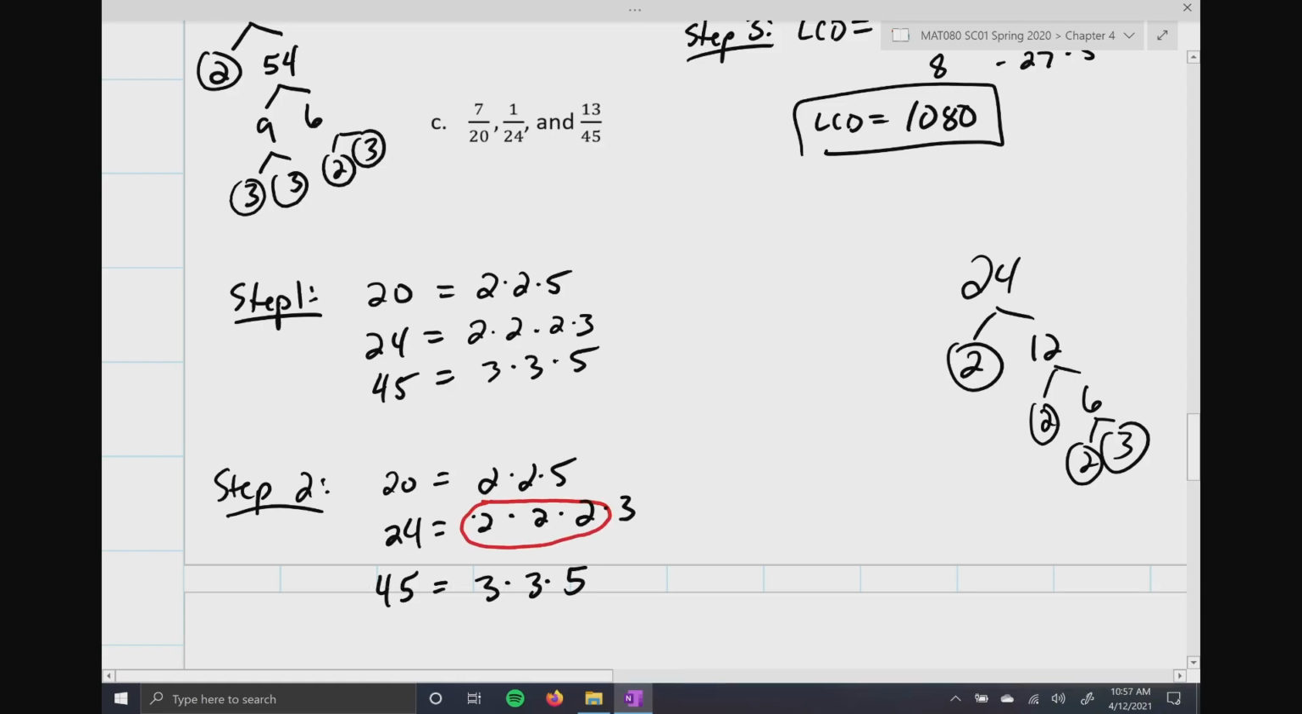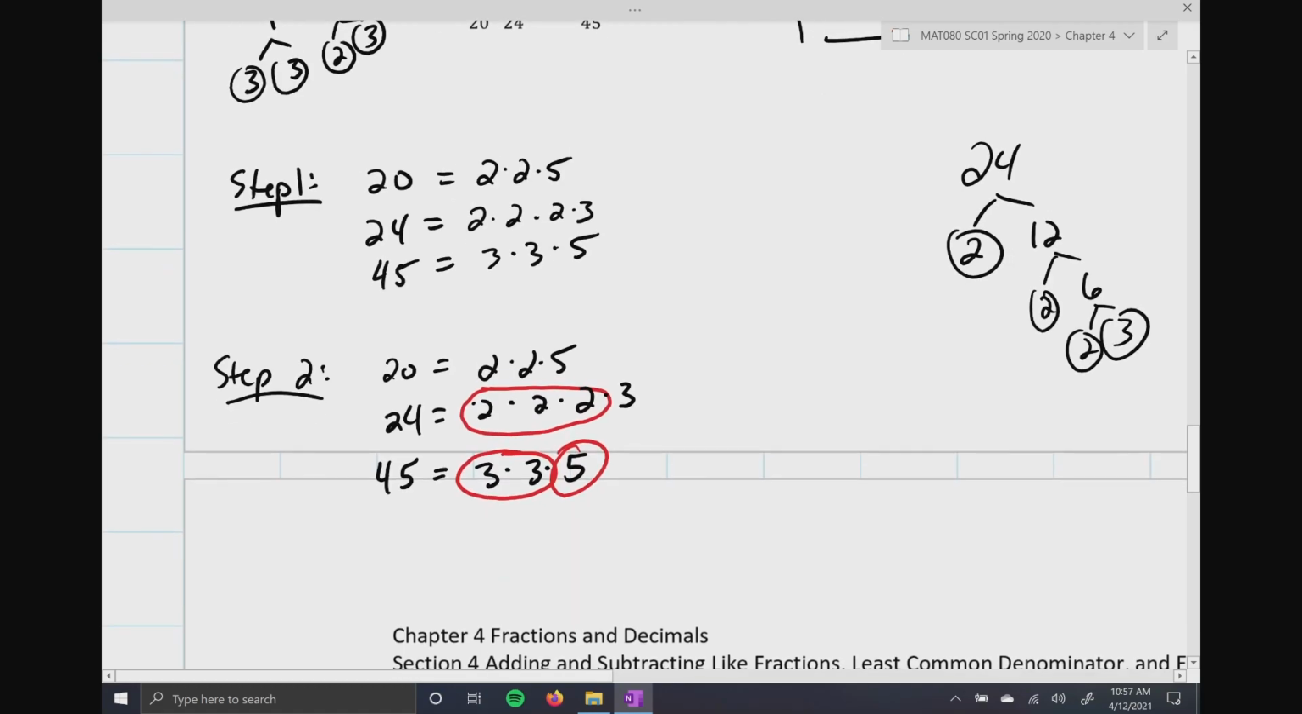So for the number 2, 24 has 3 2s. So I circle that. The number 45 has 2 3s, so that's the most I see. Now the last prime, number 5, 20 has one of them, 45 has one of them. Doesn't matter which one you pick, because all you need is just one of them. Because remember, it's the max number of that prime.